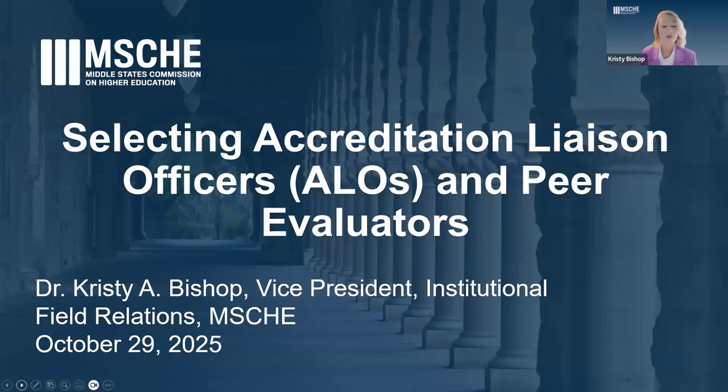Today, we're going to explore two essential components of accreditation processing. We're going to look at selecting effective accreditation liaison officers and peer evaluators. Both are critical for maintaining quality, fairness, and transparency in institutional accreditation.